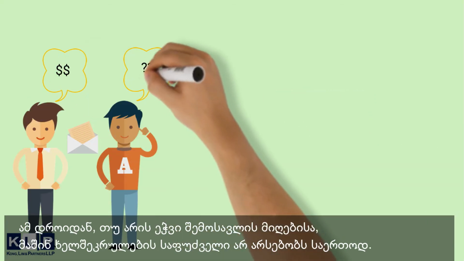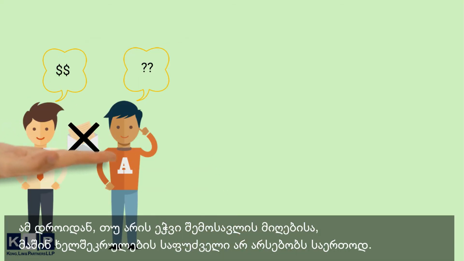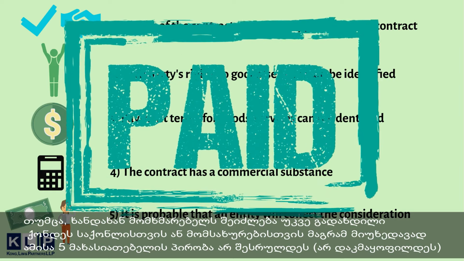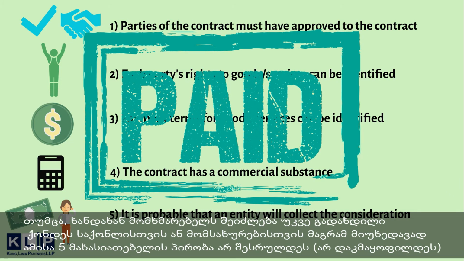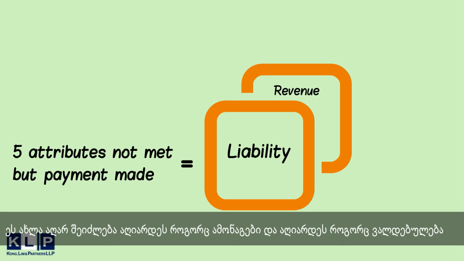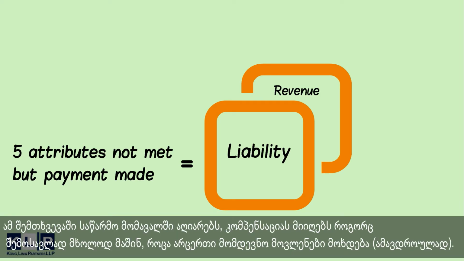Hence, if there are doubts of income being received, then there are no grounds for a contract to exist at all. However, sometimes a customer may have already paid for the goods or services even though the 5 attributes are not fulfilled. This now cannot be recognized as revenue and instead recognized as a liability.